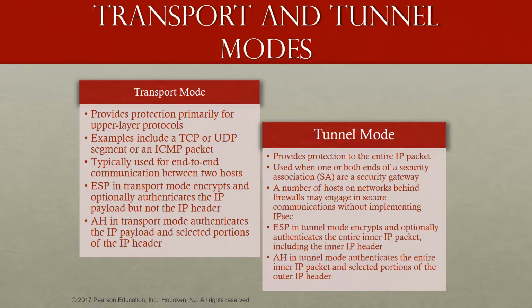Tunnel mode provides protection to the entire IP packet. To achieve this, after the AH or ESP fields are added to the IP packet, the entire packet plus security fields is treated as the payload of the new outer IP packet with a new outer IP header. The entire original inner packet travels through a tunnel from one point of an IP network to another. No routers along the way are able to examine the inner IP header.